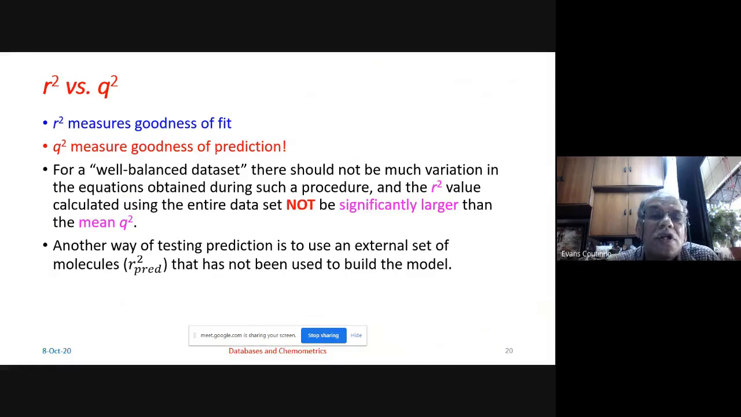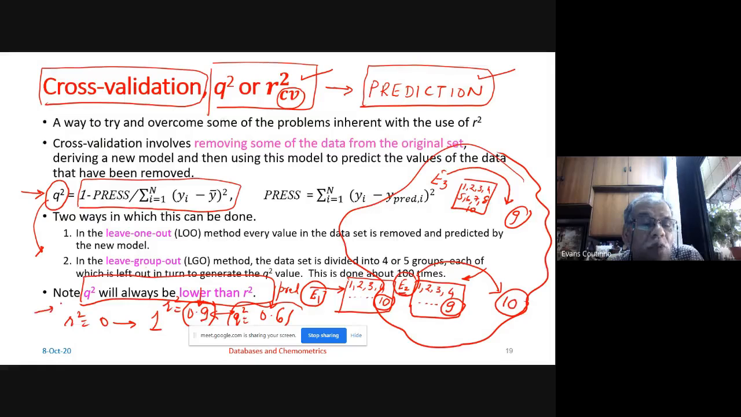Let me repeat. I'll tell you now about the Q square value. How good should it be? As I told you, a good model will have an R square value as close to 1 as possible. What should be a good Q square value for a model?